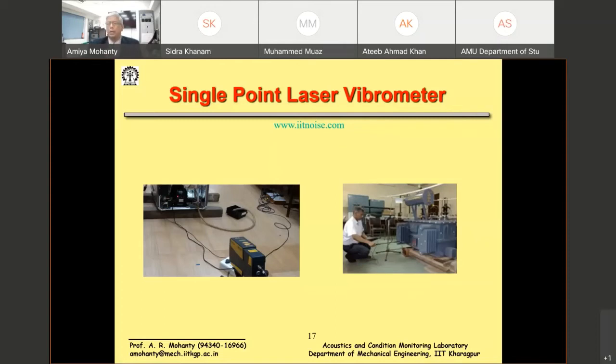Just to give you an idea regarding the cost, a MEMS-based accelerometer will be less than about 5,000 rupees. A piezoelectric uniaxial accelerometer is somewhere around 30 to 50,000 rupees. But a single point laser vibrometer, this device along with this analysis unit, costs somewhere around 10 lakhs of rupees. So they are very expensive at the moment. We do not know what is going to happen in the future. But such single point laser vibrometers do exist.